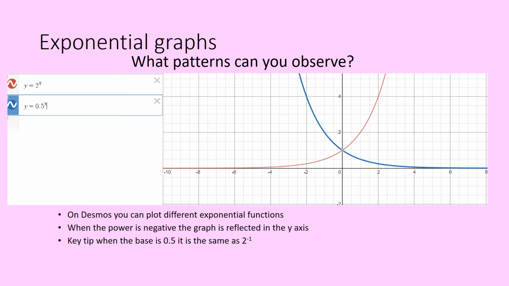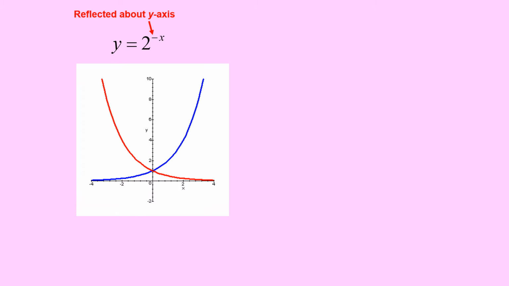When the power is negative, the graph is reflected in the y-axis. A key tip to note here is that when the base is 0.5, it's the same thing as 2 to the power of minus 1. So y is equal to 2 to the power of minus x, which means it's reflected about the y-axis. So we get a red graph like that, a reflection of the blue.